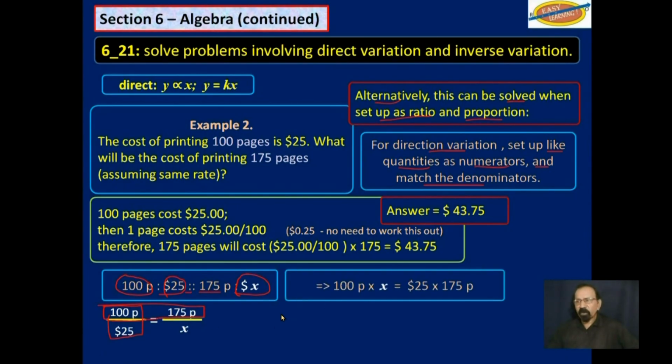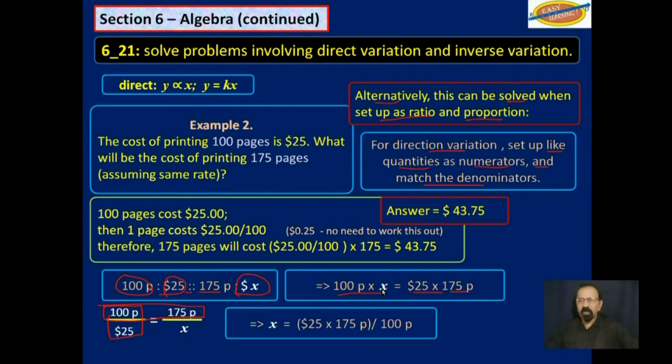And so when you cross multiply that, you get 100 times x is equal to 25 times 175. You divide both sides by 100, and you get x is equal to 25 times 175 divided by 100. And your answer is 43.75, which is the same answer we got up here, using the old time method you learned way back in grade 3.